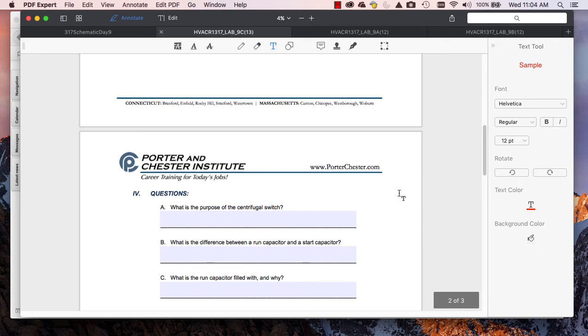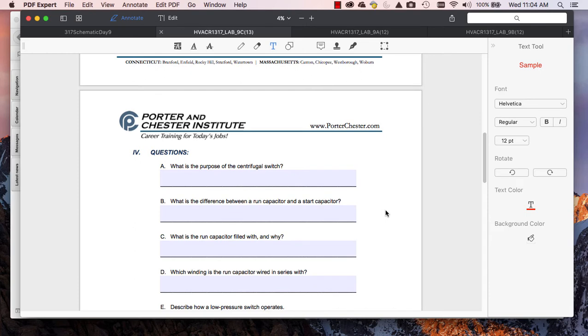Okay, what's the purpose of a centrifugal switch? Back to our motor lecture. The centrifugal switch takes the start winding out of the circuit for a split phase motor at about 75% of the rated RPMs. What's the difference between a run capacitor and a start capacitor? Microfarads, the amount of kick the capacitor can give. Run capacitor is 5 to 60, start capacitor is 60 on up. Also, run capacitors most often are metal case, start capacitors are plastic.